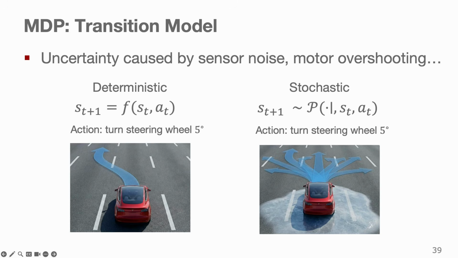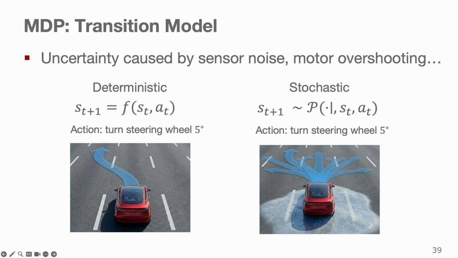Regarding the transition model, in a perfect world, our transition model would be deterministic, as shown on the left. This means that if we command our car to turn the steering wheel exactly 5 degrees, the car would move in a perfectly predictable arc. But in the real world, there is stochasticity. This means that the road might be slippery, there might be ice, the tires might be worn out, and so you might not get that exact predictable behavior. And this is why in robotics we often use a stochastic transition model.